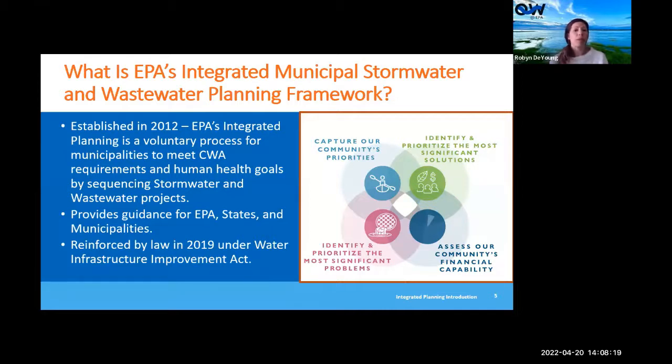In 2019, integrated planning was reinforced by the Water Infrastructure Improvement Act, and so integrated planning is now embedded in the Clean Water Act. If you're interested in using integrated planning for looking at future permit terms and conditions or meeting enforcement consent decrees, you can now feel more comfortable and have more certainty that integrated planning is within the Clean Water Act. Next slide.